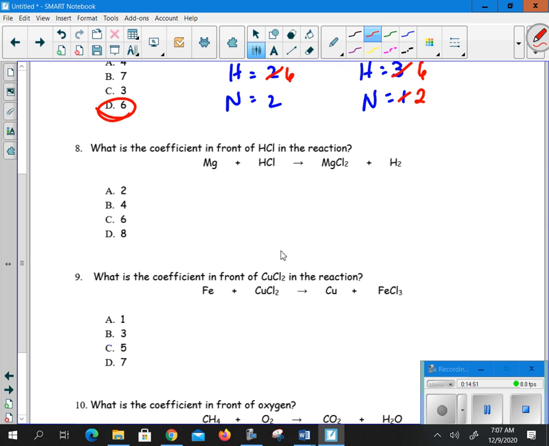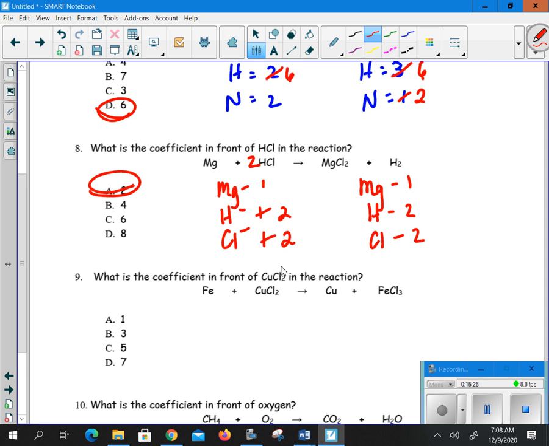Then what is the coefficient in front of the MgCl in this reaction? So we would, again, go ahead and balance this. And so we have Mg, H, and Cl. So we have 1, 1, 1. We have 1, 2, 2. So I need to put a 2 in front of here. Then I recount, which is 2 hydrogens and 2 chlorines, which now I'm balanced. So the coefficient in front is a 2.